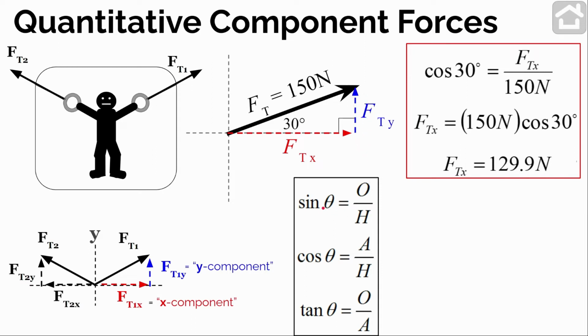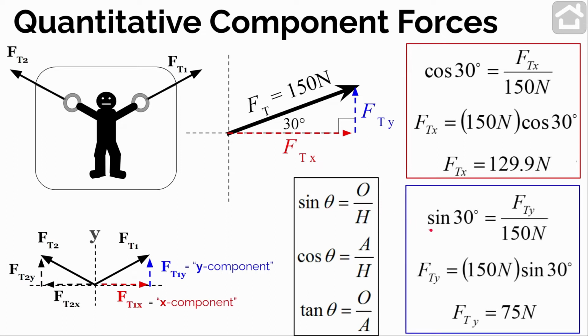We have H, and we have theta. And so the math is just this. The sine of the angle, the sine of 30 degrees, is equal to the opposite side, which is the y component of tension, divided by the hypotenuse. We do a little bit of algebra, and we find out that the y component of tension is just 75 newtons of force. And just before we go on, I just want to make sure that it makes sense.